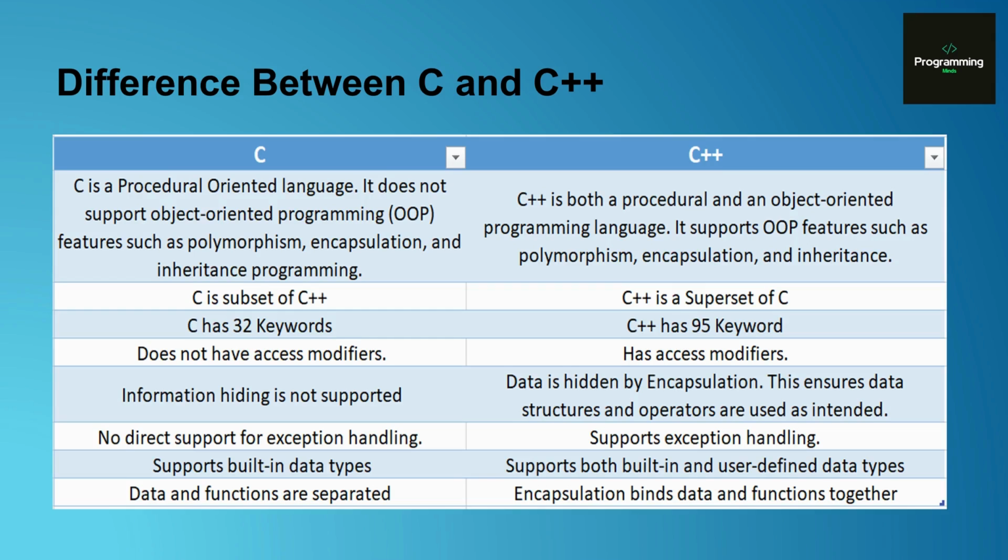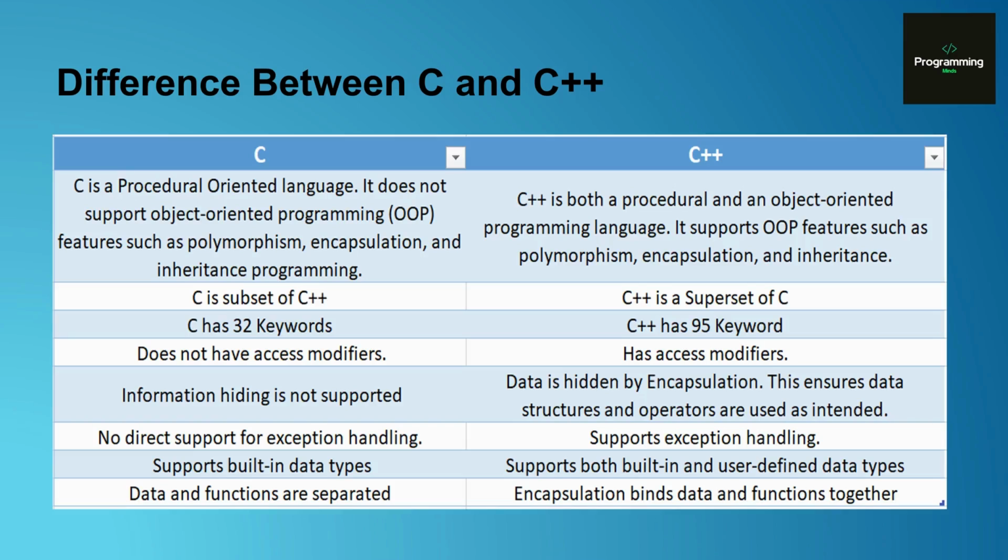First, C is a procedure oriented language. That means it does not support the object oriented concepts, that is polymorphism, encapsulation, inheritance, data hiding, etc. Whereas C++ is a procedural as well as object-oriented language, which means it will support the features of C as well as it will have the object-oriented programming features like polymorphism, encapsulation, and inheritance.